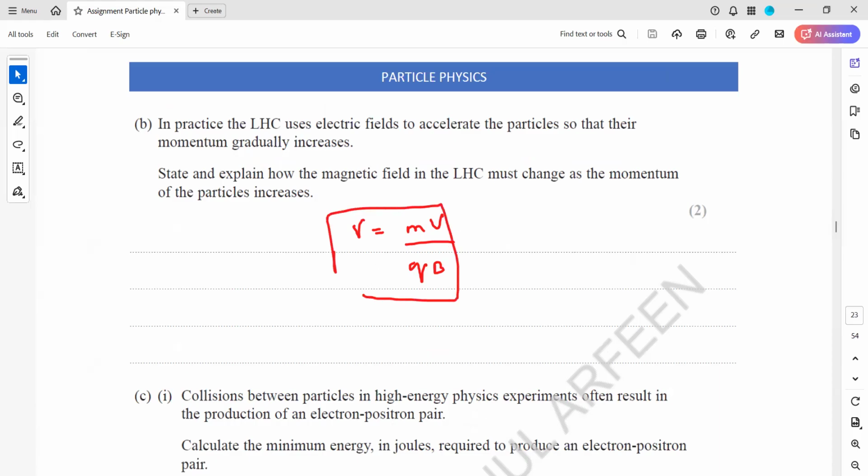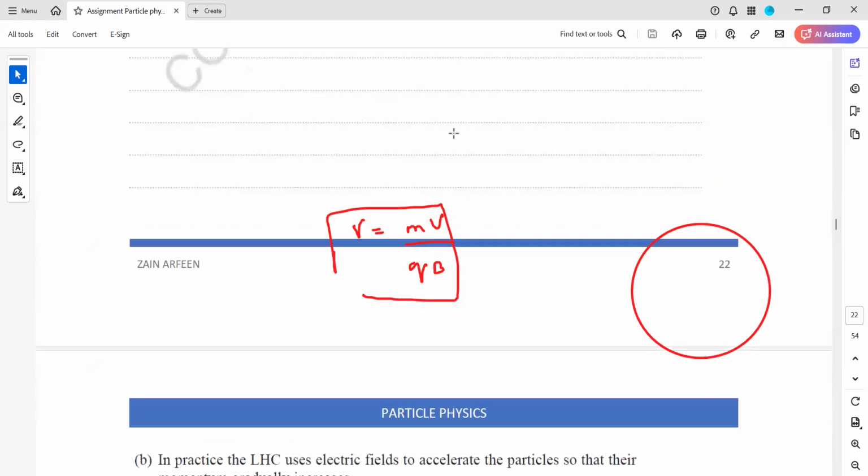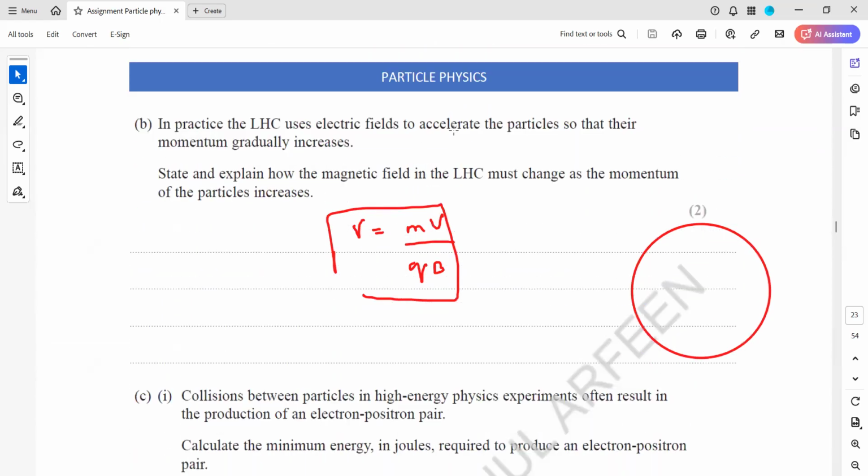That was a formula we just derived. So the question is, if a particle is accelerating, and we want a constant radius, because in the Large Hadron Collider the circumference is 27 kilometers, not radius, circumference. The circumference is 27 kilometers, which means the total circular length.